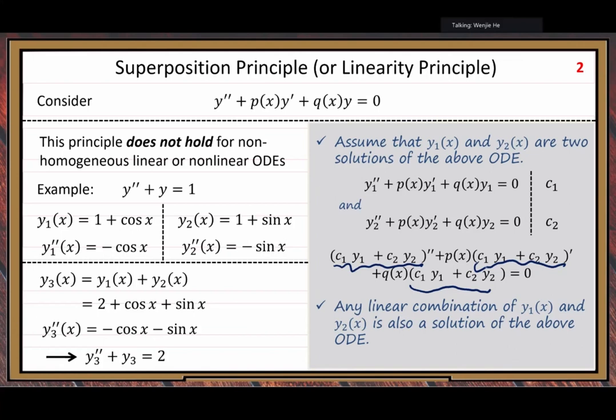A linear combination of two solutions is not a new solution, for example, because it's non-homogeneous. All right, let's stop right here. Next time we continue this topic.